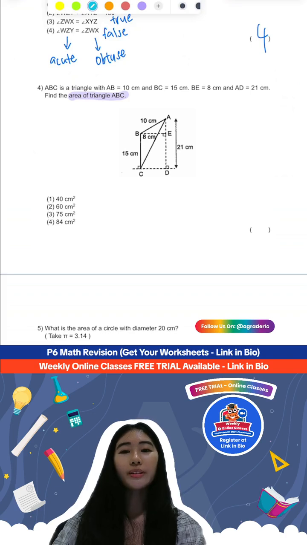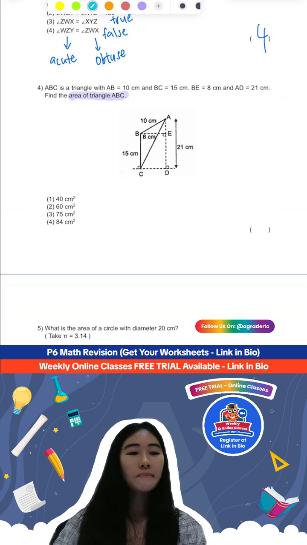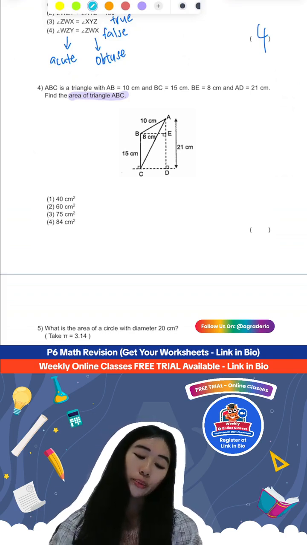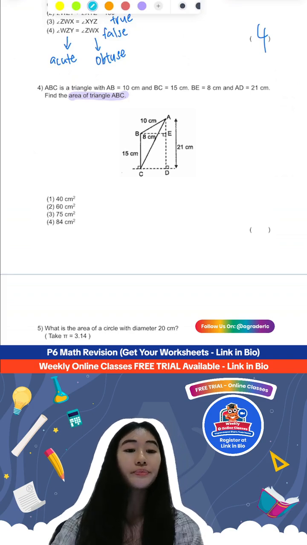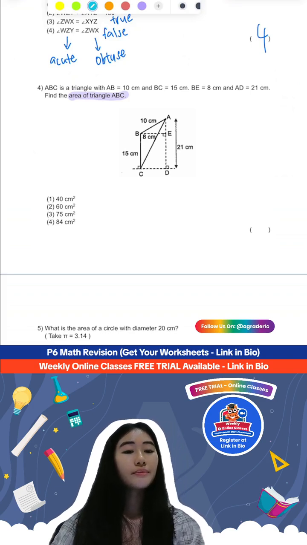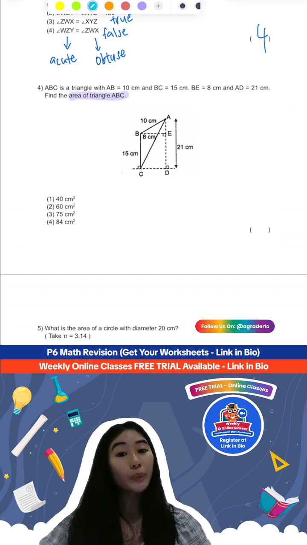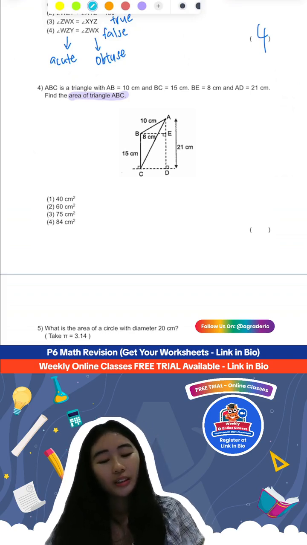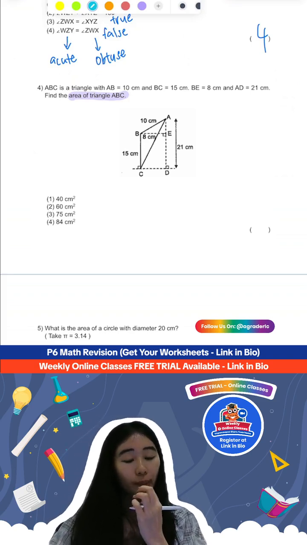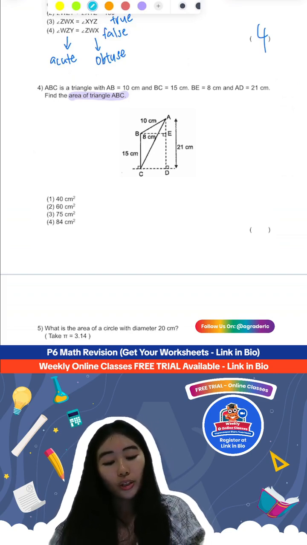Actually, it's quite surprising. I thought this question would be doable, but seems like quite a lot of you are getting it wrong, eh? Okay, let's go through this. Prepare to do corrections, okay? Those of you who have the worksheet. You want to find the area of a triangle, you need the base and the height, please. So for this triangle, this is actually my base, 15 cm.